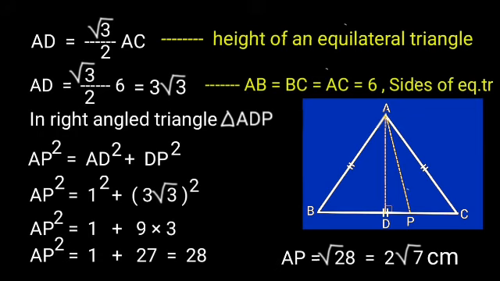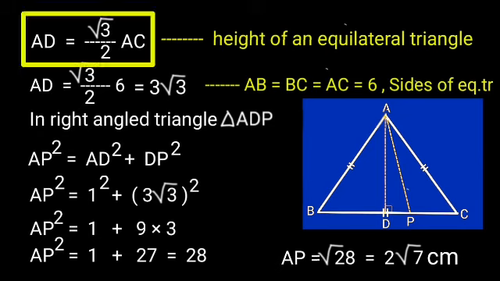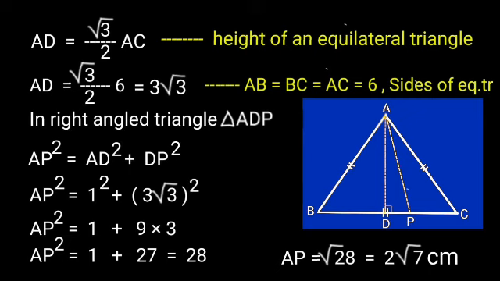In triangle ADC, angle DAC is 30 degree and angle ACD is 60 degree. Hence, the opposite side of 60 degree is under root 3 by 2 of hypotenuse. Thus we write here AD is equal to under root 3 upon 2 AC, because it is the height of equilateral triangle.